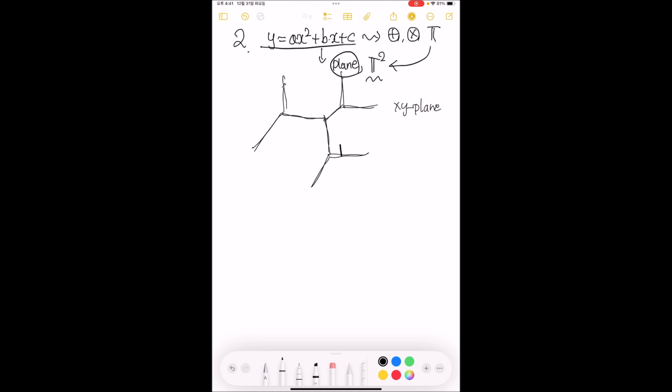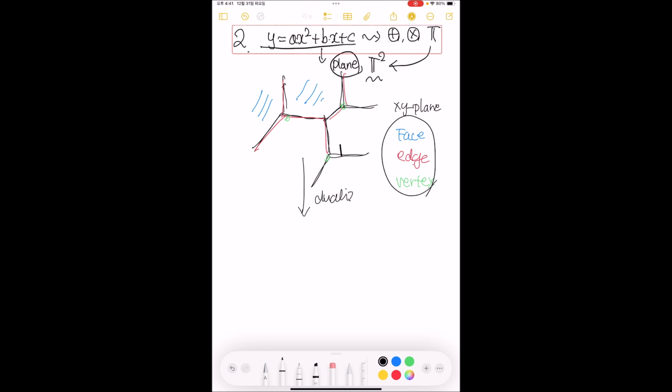Anyway, the important part of this graph is to count the number of faces, the number of edges, and the number of vertices. And in the second lecture, we will do a dualization of this tropical curve.